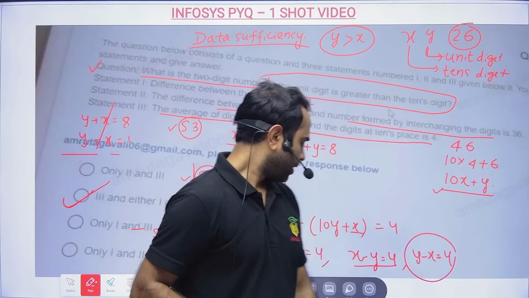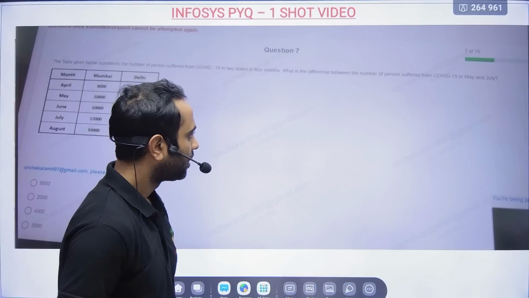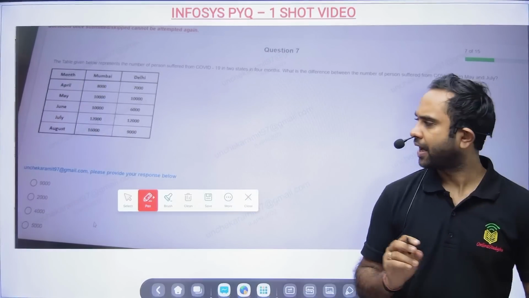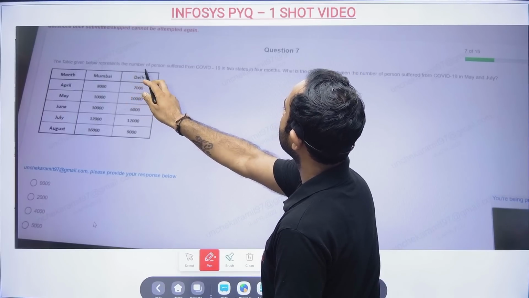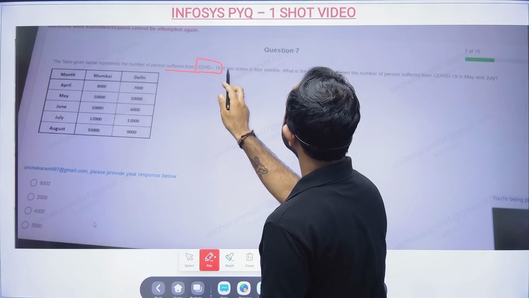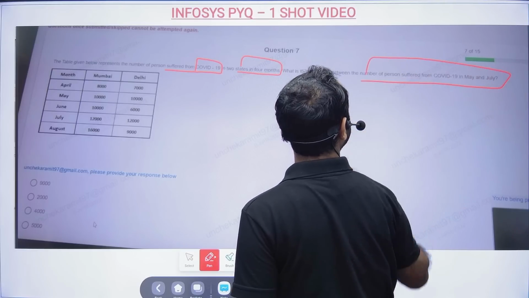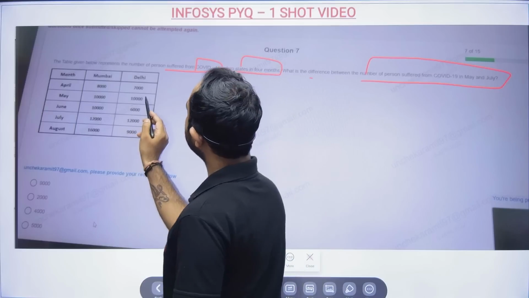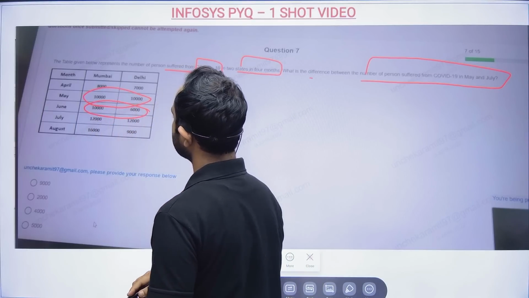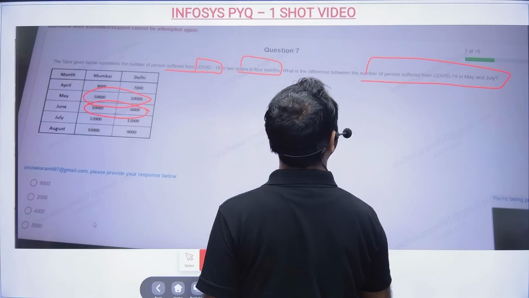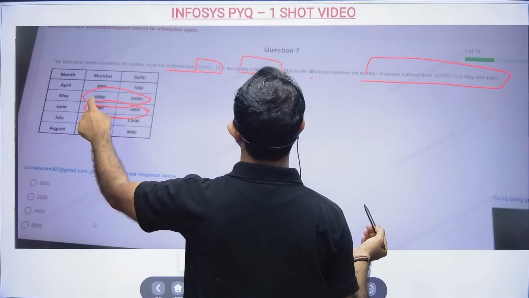Okay, cool. Now friends, we will be moving towards the next question. So this was a good question. This is a data interpretation problem and seems easy only. The table given below represents the number of persons suffered from COVID-19 in two states in 4 months. What is the difference between the number of persons suffered from COVID-19 in May and July? So in May, this many students are there, and in July, this many students are there. It's a very simple, straightforward question, right? What is the difference between the number of persons suffered from COVID-19 in May and July?